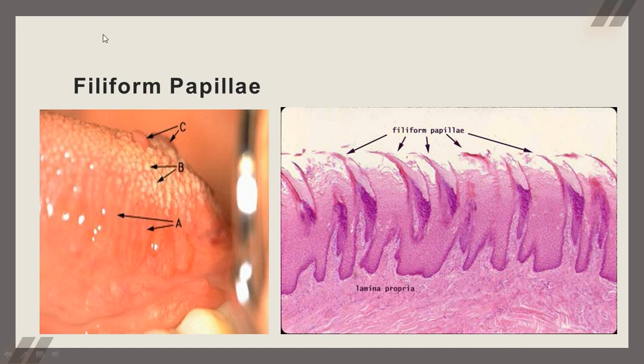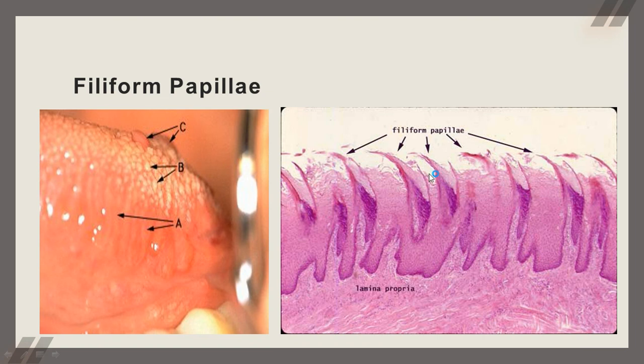So first is the filiform papillae. As I told you, they are needle-like structures which are present on the dorsal part of the tongue. As you can see, this appears slightly whitish in color. These are the filiform papillae, which are denoted with the letter B, and they appear whitish in color. This is because histologically, when you see these papillae, they are needle-like structures with a lot of keratin. So these are filiform papillae.